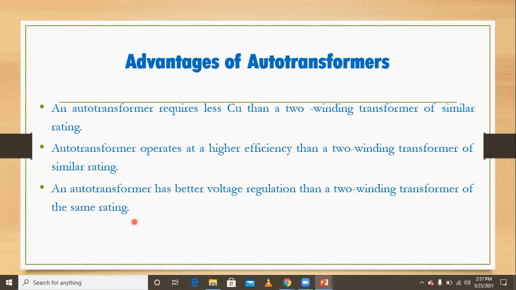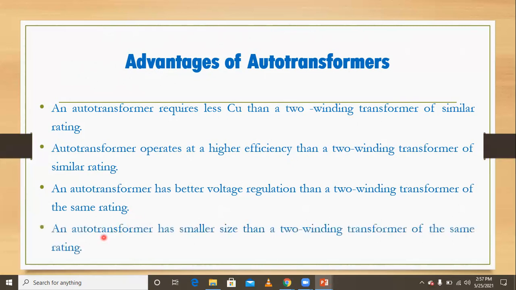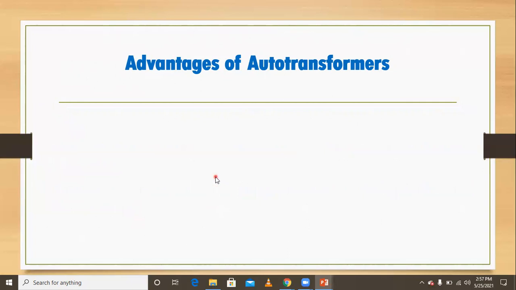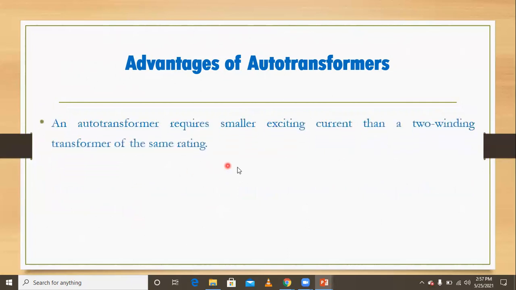Then only the transformer has better performance. Next, the auto transformer has a smaller size than a two winding transformer of the same rating. Another advantage is that the auto transformer requires a smaller excitation current than a two winding transformer of the same rating. The magnetizing current I0 is required very little in an auto transformer.